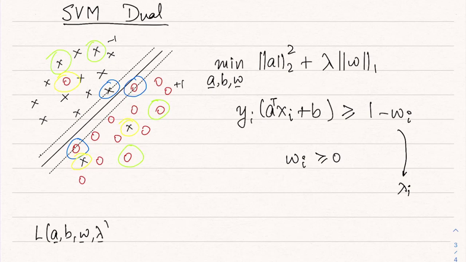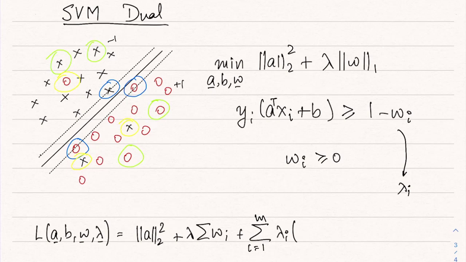Note that a, w and lambda are vectors and b is a scalar. The Lagrangian is the norm square of a plus lambda times summation of w_i. I am writing it as a summation of w_i instead of the L1 norm because the w_i's are all non-negative, plus summation over i from 1 to m. Let's say there are m data points, lambda_i times (1 minus y_i (a transpose x_i plus b) minus w_i), and I will keep the w_i greater than or equal to 0 constraint as implicit.